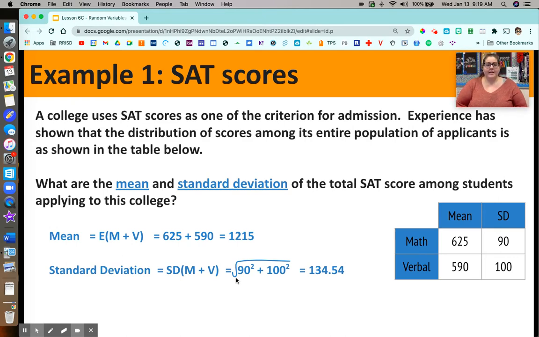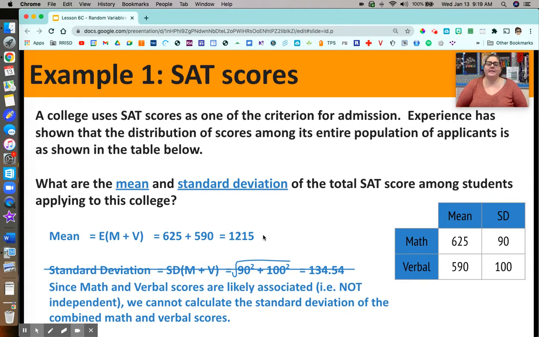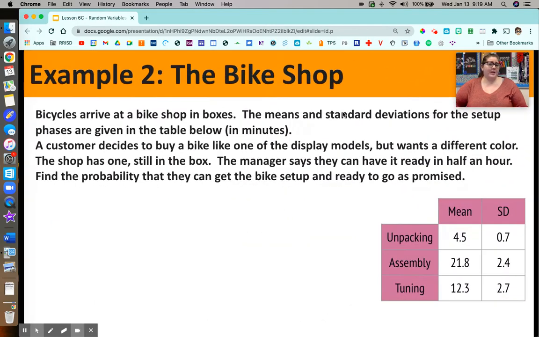If they're not a good test taker, if their math score is lower, their verbal score is likely going to be lower as well. Or there might be somebody who's really good at math and not as good at verbal. But either way, because it's being taken by the same student, those two things do affect each other. So because they're not independent, it would not be appropriate to find that combined standard deviation, because we don't know how the standard deviation is going to change based on that dependency. So we cannot calculate it with this information, unfortunately. Because we couldn't do the standard deviation, there's not a whole lot else we could do with that problem.